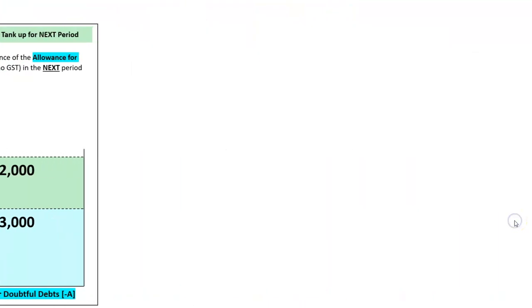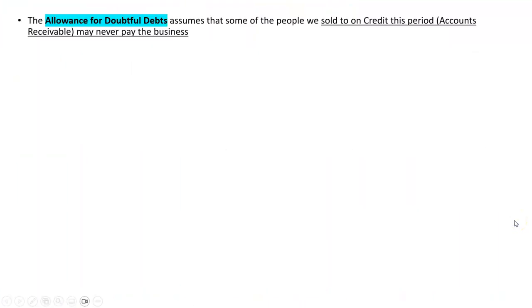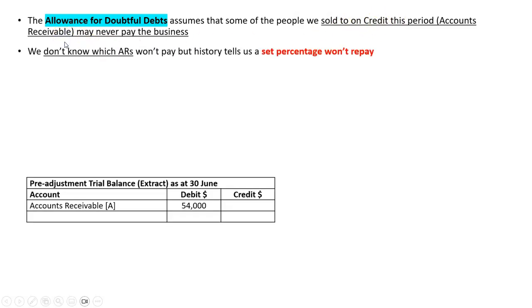So let's now deal with the debits and credits of that. And let's just look at conceptually what this allowance for doubtful debts is. It just assumes that some of the people we sold to on credit this period, called accounts receivable, may never pay the business. But we don't know which ones. It's just logical that if we go and look at past history, a certain percentage of accounts receivable won't repay. And what we've got to do is record an expense for that this period so we can match revenues earned for this period with expenses incurred.